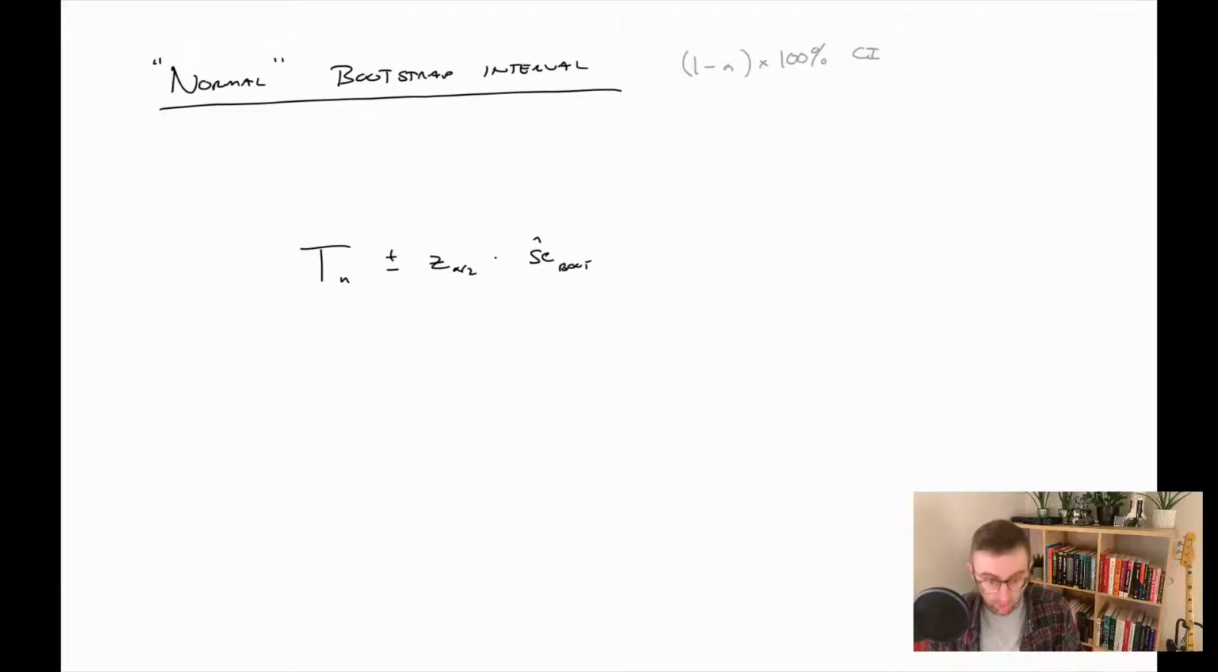Okay, so the first one is called the normal Bootstrap confidence interval. And we're making a 1 minus alpha times 100% CI here. So you just simply take your estimate plus or minus your relevant z critical value times that Bootstrap standard error. That's a confidence interval. This is only good if Tn is approximately normally distributed anyway.